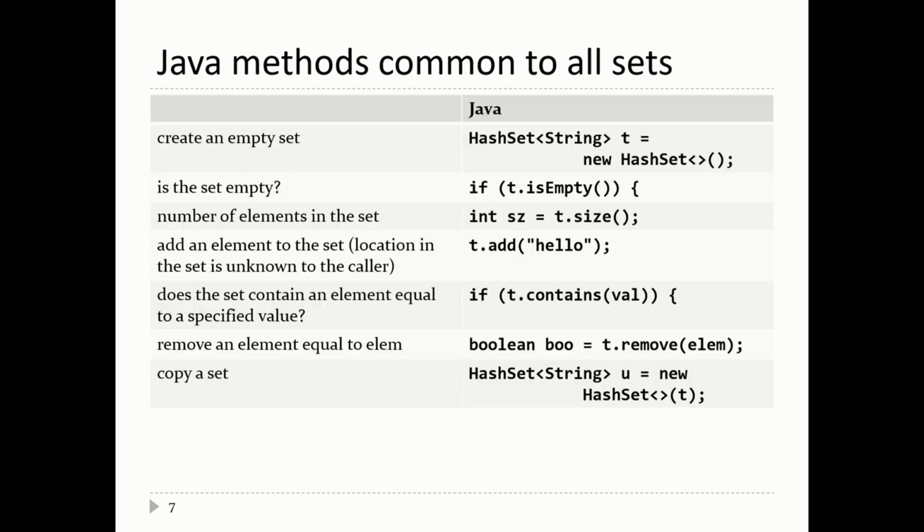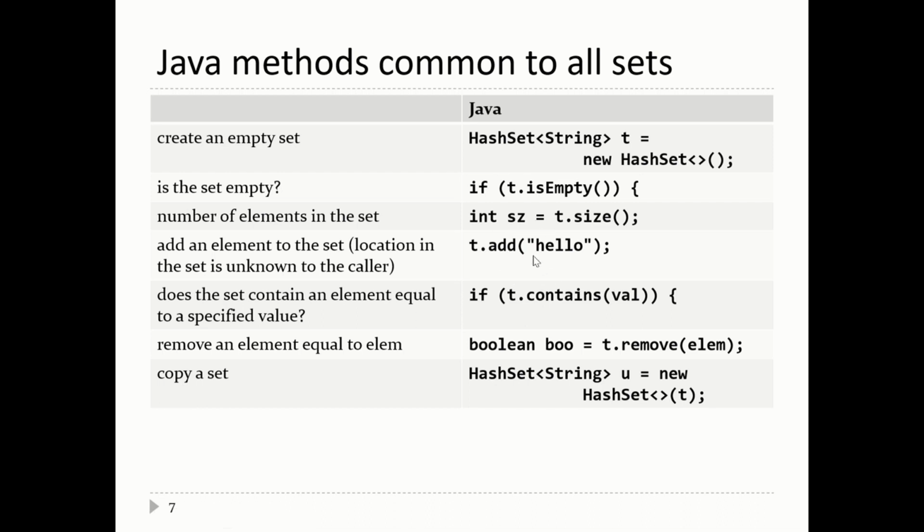Okay, so there are fewer methods for sets in general than there are for lists. For sets, you can make an empty set, so you call a constructor. You can ask, is the set empty, with the isEmpty method. The size method tells you how many elements are in the set. To add an element to the set, it's add again, just like with the list. Now add does something special though.